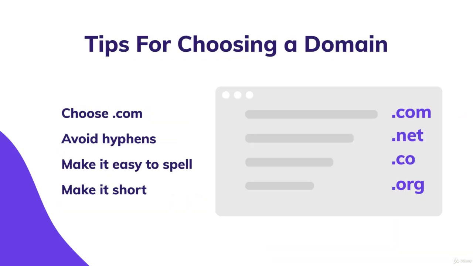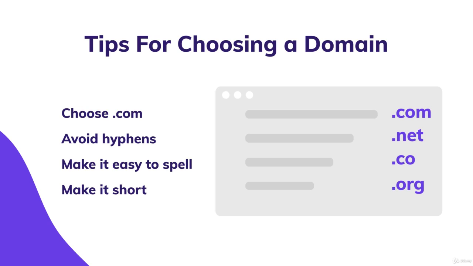So let's talk a little bit about domain names. On the right side you can see the most popular top level domain names, TLDs, or basically it's just the ending of your website. So as you can see, the most popular one is .com, the second one .net, .co, .org, and so on. There are plenty of them, but these are the most popular ones, and I would like to share with you some tips for choosing a domain name.